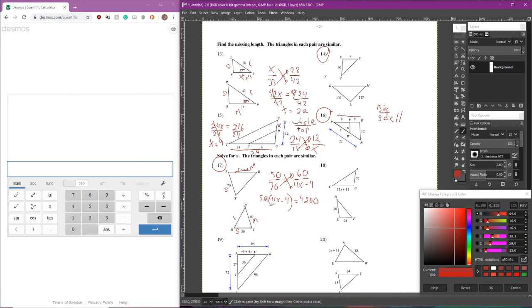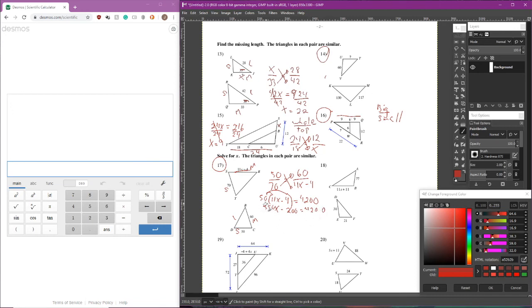Then, guys, remember what you do when you have a number outside a parenthesis. That's your distribution. You're going to multiply 50 times 11, and then you're going to multiply 50 times 4. So 50 times 11 is 550. And there's an x there, so it's 550x. And then there's a minus there, so that answer is going to be negative. 50 times 4 is 200. And then I'm going to bring down the equal sign and the 4,200 so I can continue my equation.